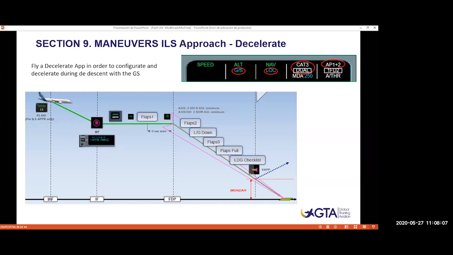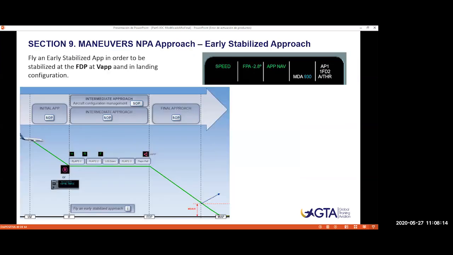Always remember before reaching 1000 feet. This is the decelerate. What happened with the early configured aircraft? So in this case, when we reach the final descent point, this one, we have to be fully configured. So from this point until my landing, my speed will be the same.